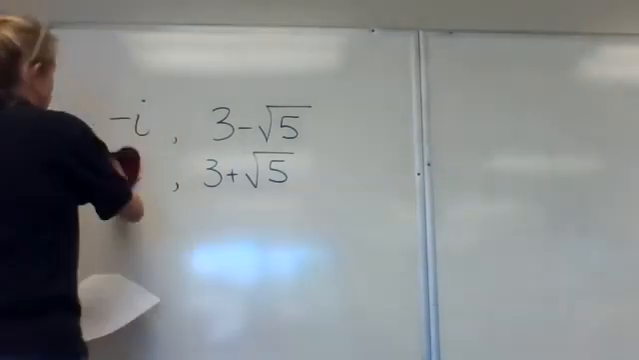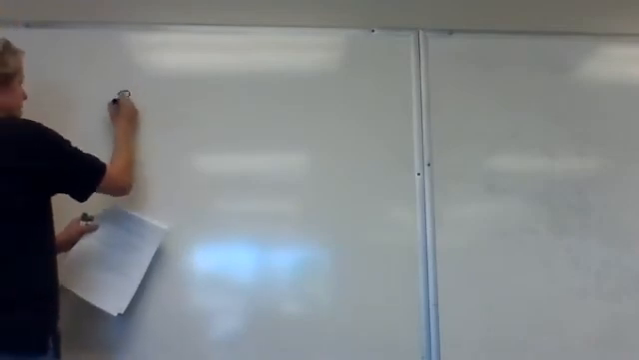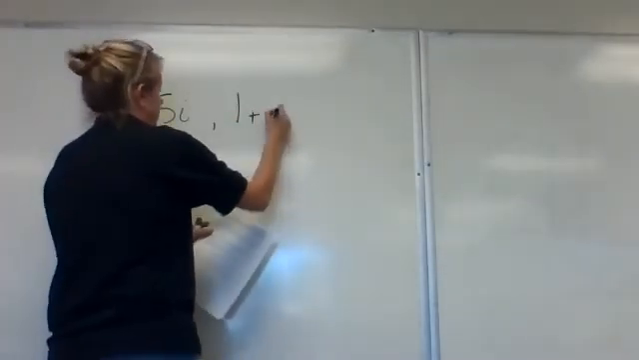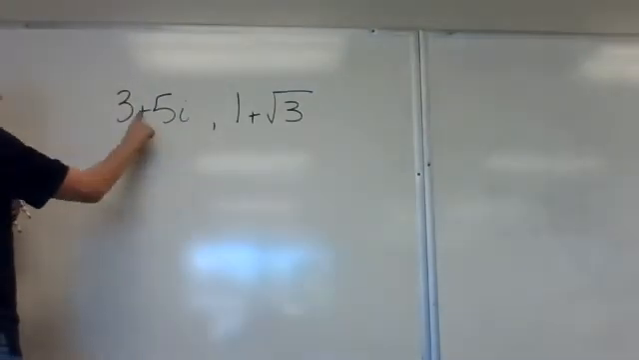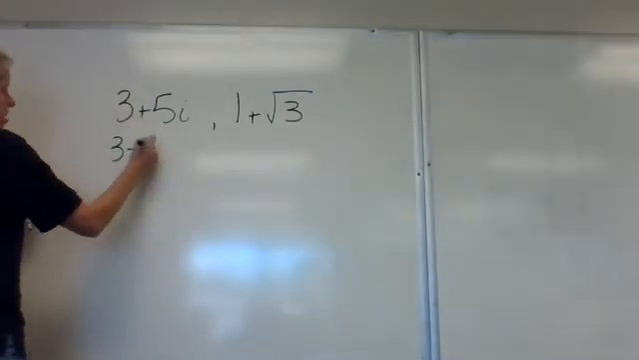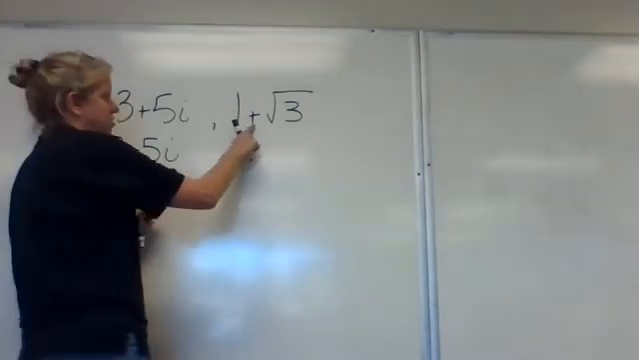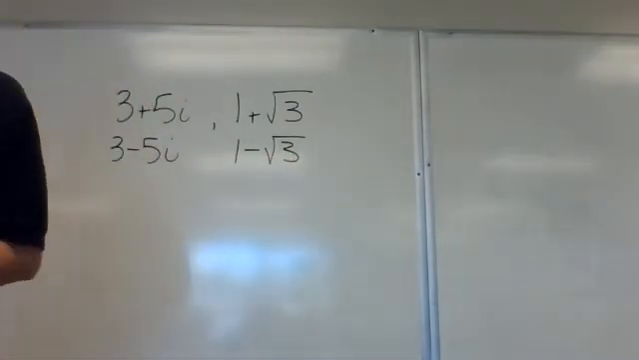And number 9 is like this also. The zeros that it gives me are 3 plus 5i and 1 plus the square root of 3. So since this one has an i, I'm going to use the opposite sign to make my other 0. And same thing here, since that's a square root, I'm just going to use the opposite sign as my other missing 0 that goes with that one.